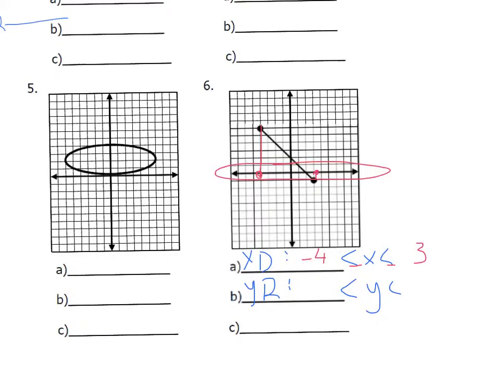So my range is going to be all my y values. So on my y-axis, the lowest point and the highest point. And that's going to be a value of -1, and that's going to be a value of 1, 2, 3, 4, 5, 6. And I add lines underneath because they're filled in circles. Again, all real numbers between -1 and 6 on my y-axis, including -1 and 6. So again, make sure you know how to say it in words.